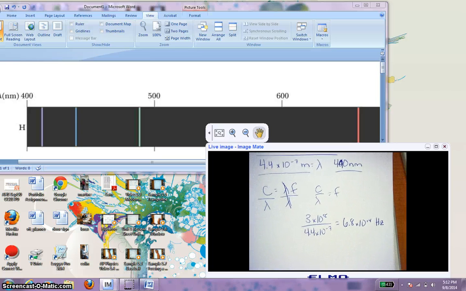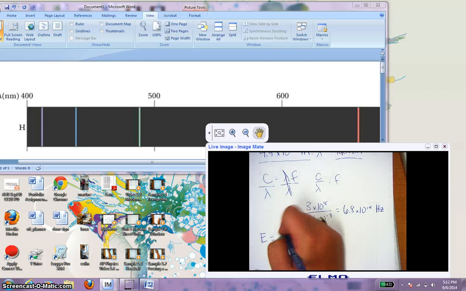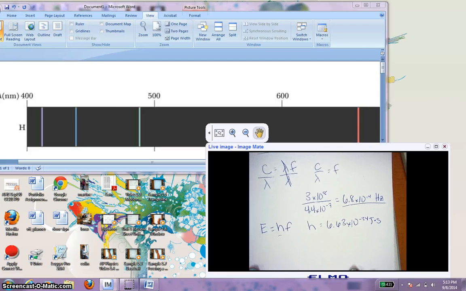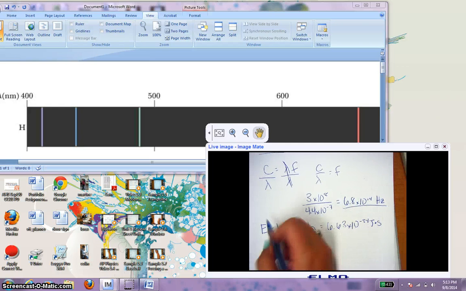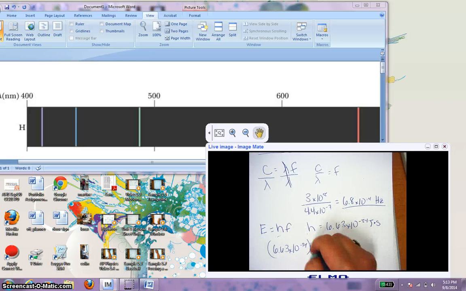Now the next thing I asked you to calculate from this is the energy. And remember that energy is equal to Planck's constant times F, the frequency. So I have my frequency here, and this right here is Planck's constant. It's always the same. It's 6.63 times 10 to the negative 34th. And it's joules times seconds. That's the unit, some weird unit. So to calculate energy, I would just take H and multiply it by my frequency, which I calculated here. So 6.63 times 10 to the negative 34th, all times 6.8 times 10 to the 14th.